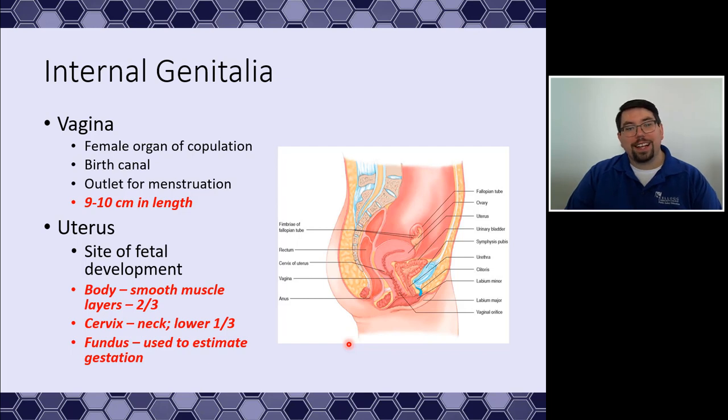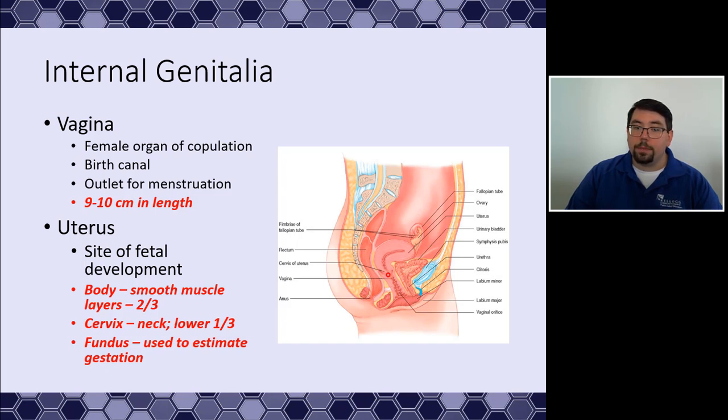The uterus, now on the other hand, is going to be the site for fetal development. It's one of the primary organs we think about for fetal development. Out of its locations, you're going to see that you're primarily going to have two areas to it. The top two-thirds of it is going to be smooth muscle layers, at the top of the uterus, right where the fundus would be, and then the lower portion, which we refer to as the neck of the cervix, the lower third, or just the cervix itself.